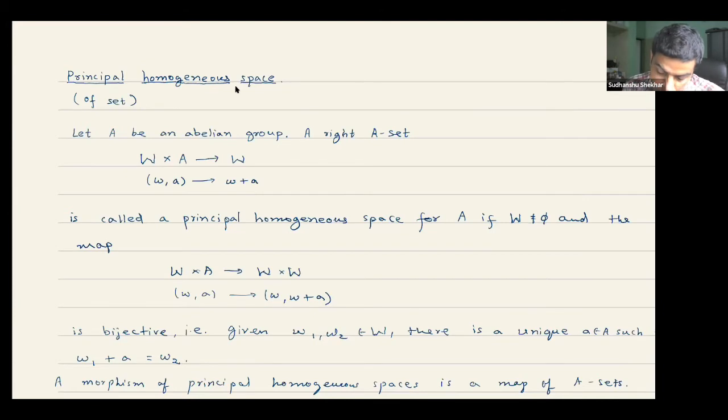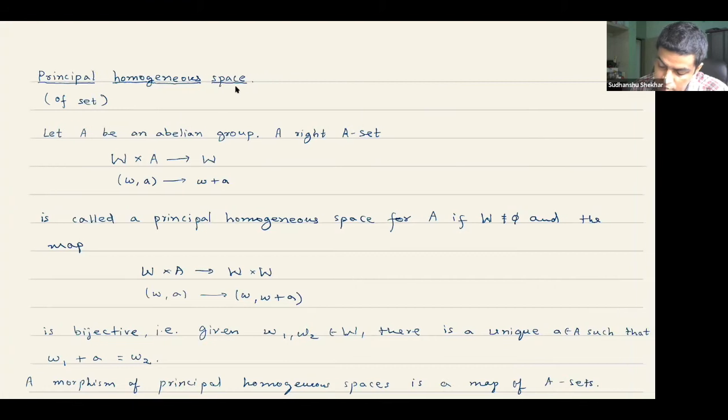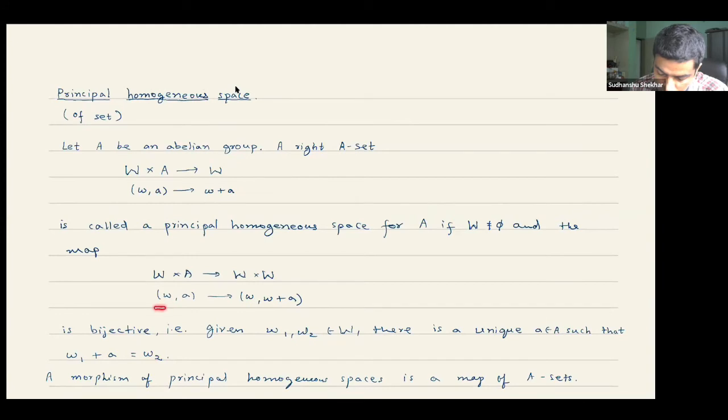So let A be an abelian group, then a right A set. So basically this means that A acts on W from the right. A right A set is called a principal homogeneous space for A if, first of all, W is non-empty and the map W comma A going to W comma W plus A is a bijection. First of all, because W is an A set, we have such a map which satisfies all.